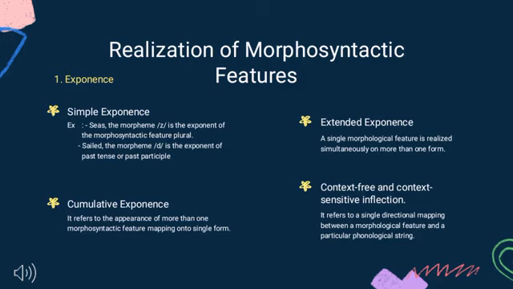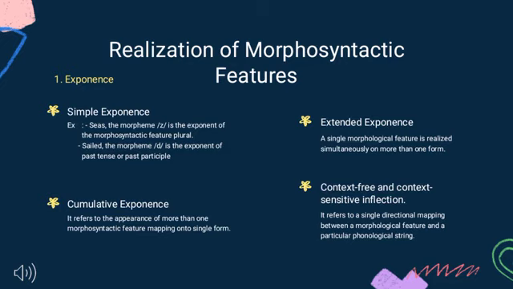Exponents. Exponent is divided into 4 types. First, simple exponents. It is one-to-one relationship between form and meaning as one morpheme realizes one morphosyntactic feature. Example, cats, the morpheme s is the exponent of the morphosyntactic feature plural. Salted, the morpheme ed is the exponent of past tense or past participle.